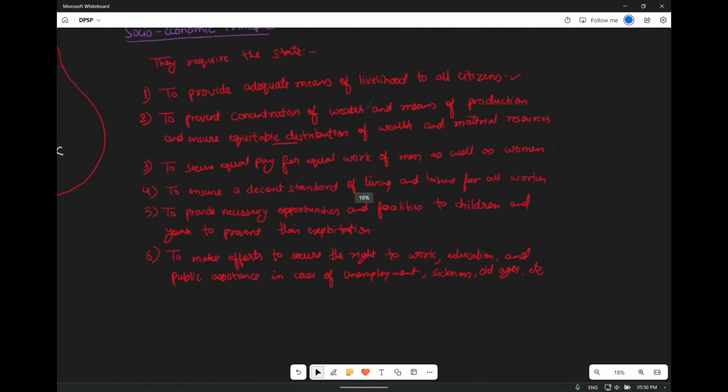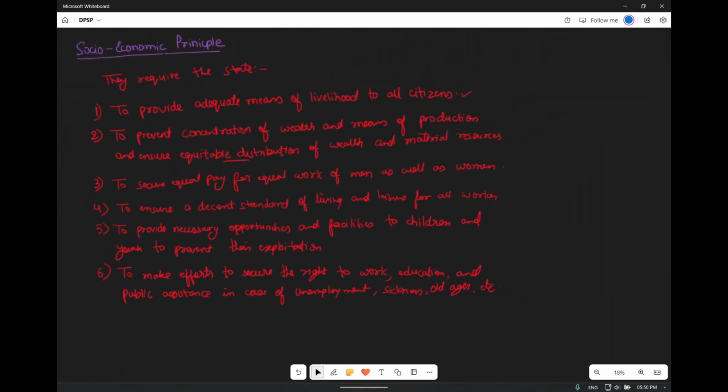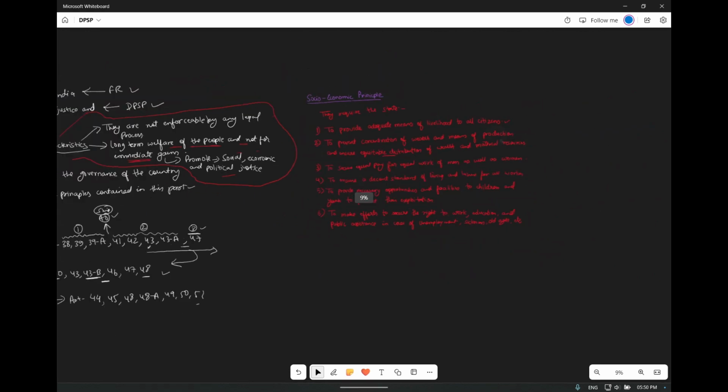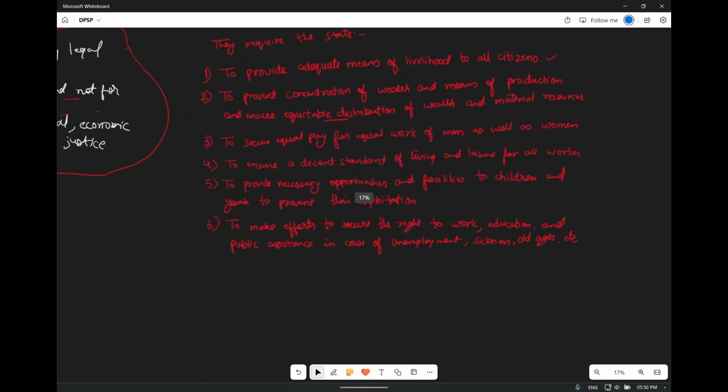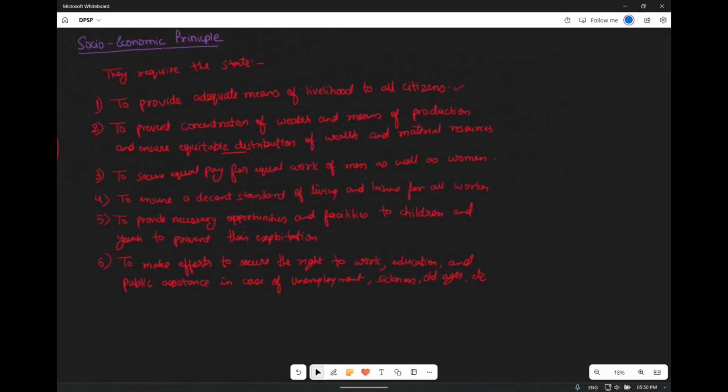So this socio-economic principle, whatever articles we have categorized under it, they talk about these things. Mention that this categorization is not by the Constitution itself; we have categorized it ourselves. So it is to provide adequate means of livelihood to all citizens, and to prevent concentration of wealth in one place. It should be distributed equally among the people. Equitable distribution should be there.